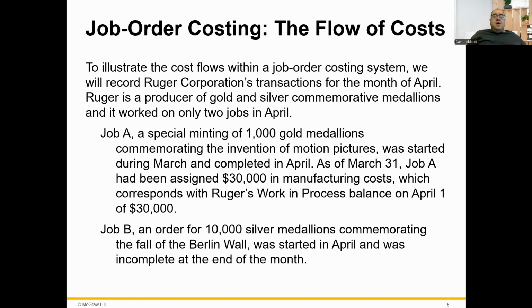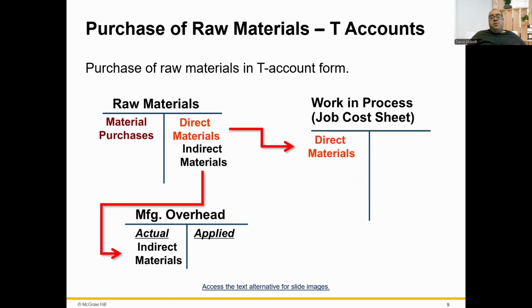And then Job B was an order of 10,000 silver medallions commemorating the fall of the Berlin Wall. That was started in April, and it was incomplete at the end of the month. So they had started it in April, went through April doing it, but they were not able to finish it all in April. So okay, the first thing that we have to do is purchase our raw materials.